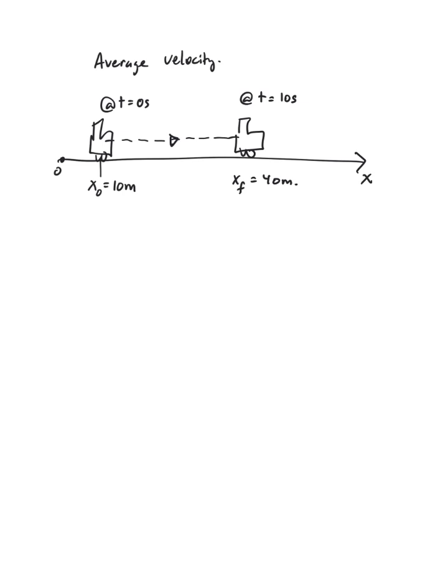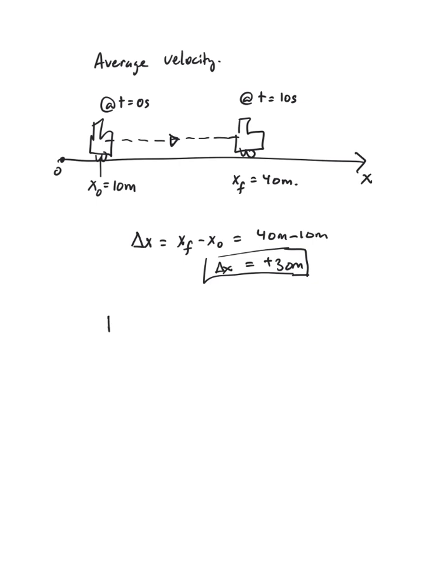So we can go ahead and calculate the displacement. The displacement, remember, was x final minus x initial, which will be 40 meters minus 10 meters, which will be 30 meters to the right. So the car displaced itself 30 meters to the right. So that part was easy. The position of the car changed by 30 meters to the right.